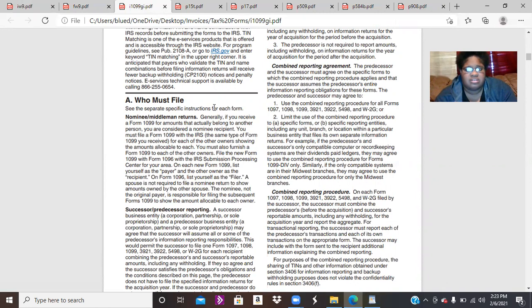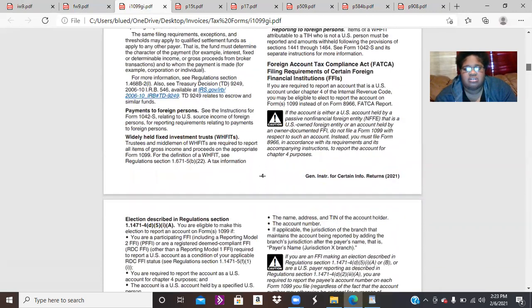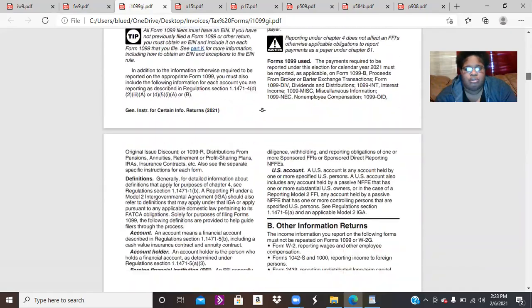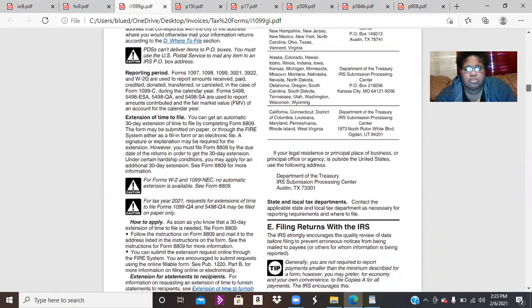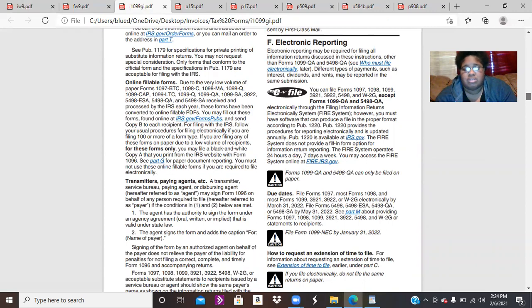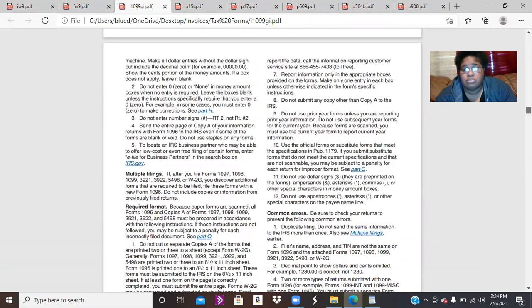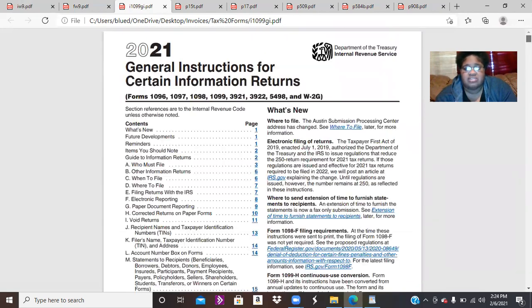It says what you must file, nominee and middleman returns, successor and predecessor reporting, combined reporting, procedure, statement required. It's a lot of good information here. You definitely want to read through this. And like I said, all of these forms are on the irs.gov website. Get them, download them, read them, understand them. I'm still in the process of reading all of this so that I know what's going on when I have to file my taxes and everything for the business. You don't want to be caught slipping.